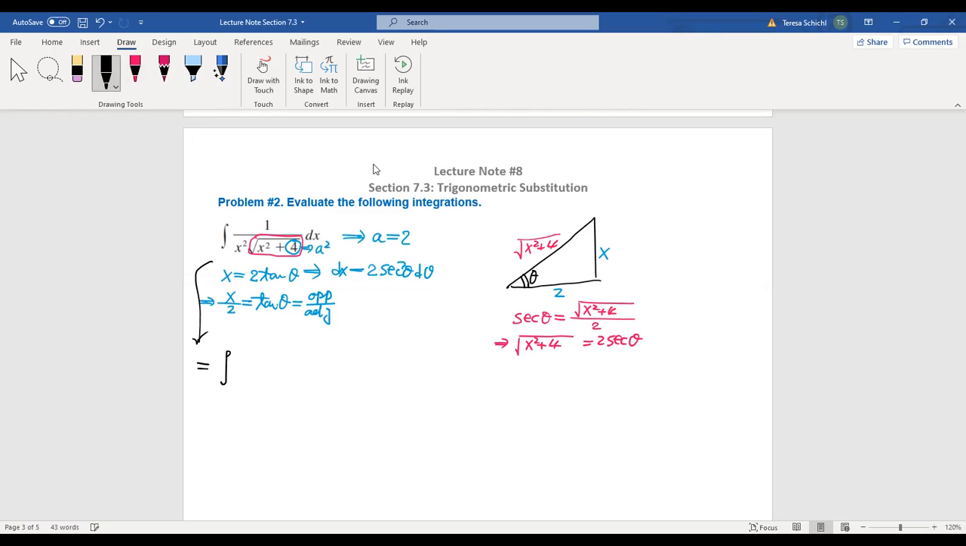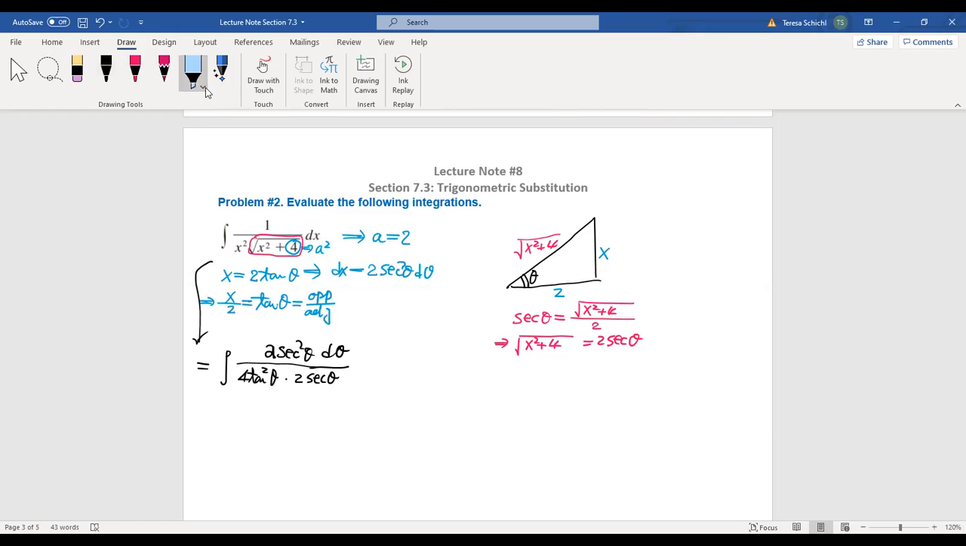Okay, so now let's take a look. How do I do this one? This is 1 over x squared. Remember we need to replace every term. The x squared is 4 tangent squared, because x is 2 tangent, so it's 4 tangent squared theta. And what is the square root of x squared plus 4? It's 2 secant theta, so times 2 secant theta. And what is the dx? Dx is here, so this is 2 secant squared theta d theta.